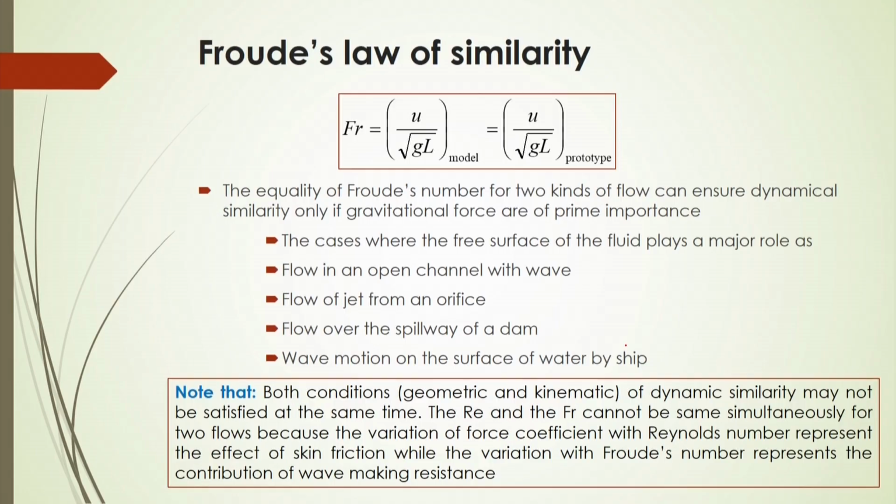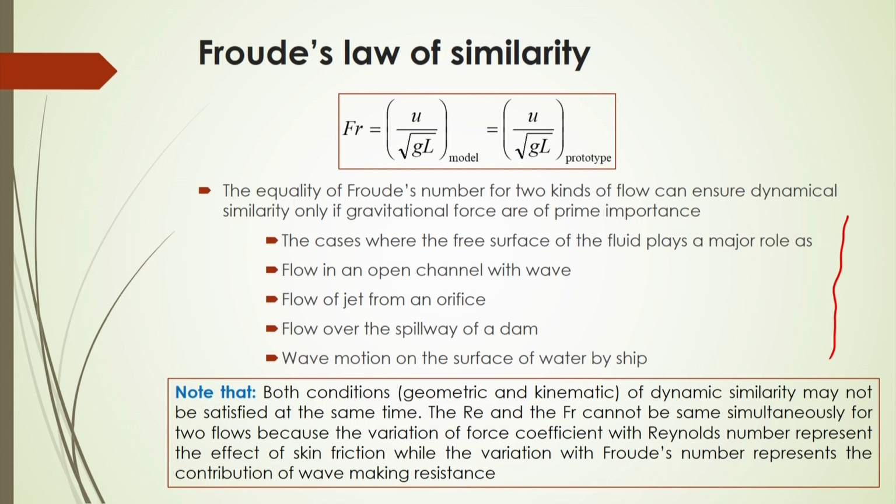Flow of a jet from an orifice, flow over the spillway of a dam, and wave motion on the surface of the water made by a ship are very important features to consider where gravitational force is a prime factor.